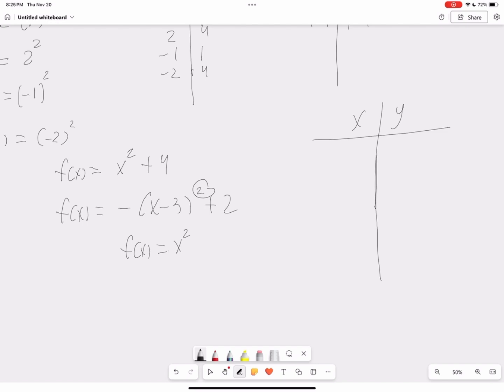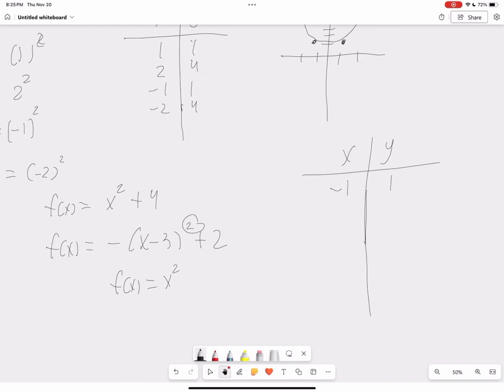Let's plug in points that we know. Okay, so we know negative 1 from before is going to give us a 1. Okay, a 1 is going to give us a 1. Two points on the graph, that's all we need. Here's what's cool. Remember I told you about the multiplication and addition transformations? Anything with a reflection or a stretch is multiplication. Anything with a shift is addition.